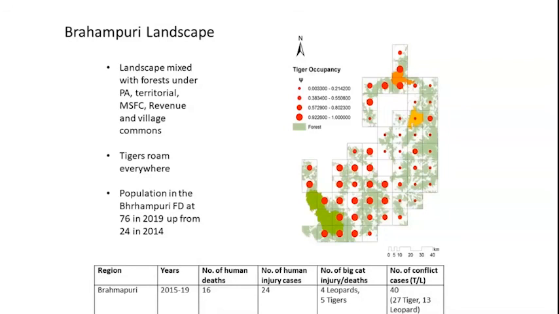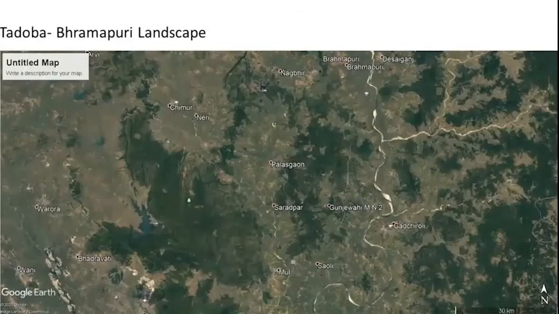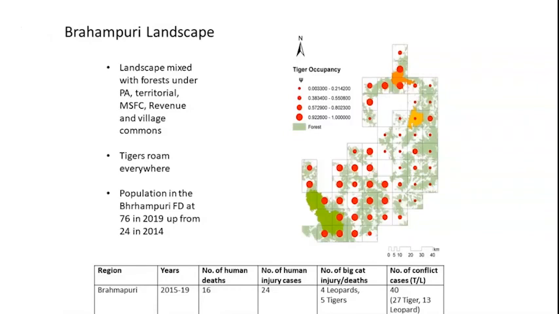And let me go back. You see this river? Yeah. So that gap is this Wainganga River, okay? Right. Now you see, these are the tiger numbers. This is a tiger occupancy, basically. The probability, a very high probability of.